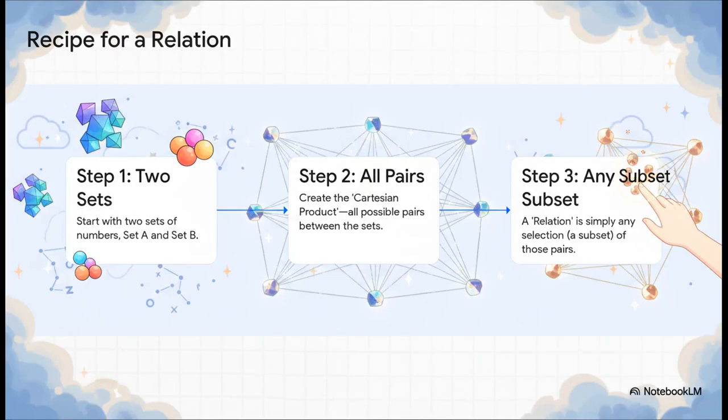So, how do we actually build one of these things? It's like a simple recipe. Step 1, you start with two sets of stuff. Let's say numbers for now. Step 2, you imagine making every single possible pair you can, grabbing one from the first set and one from the second. This giant universe of all possible pairs has a fancy name, the Cartesian product. And a relation, it's just any group of pairs you decide to pick from that giant collection. That's it. You can pick all of them, just a few of them, or even none of them. Any selection is a relation.